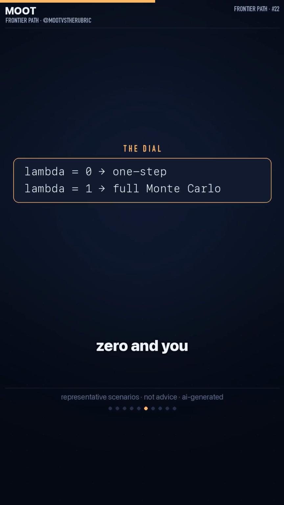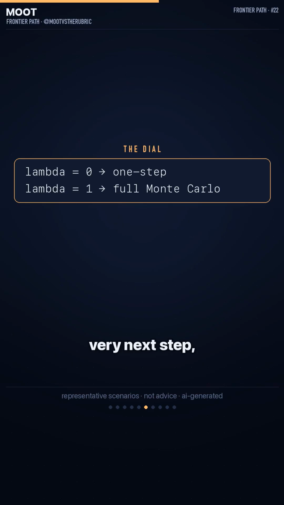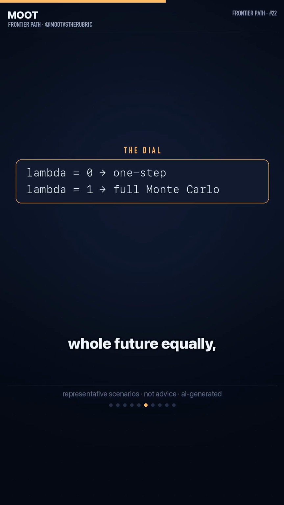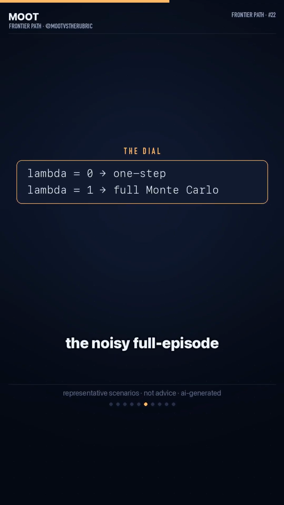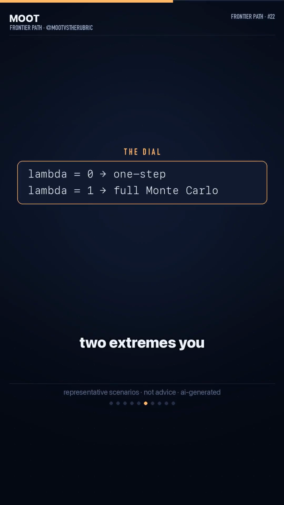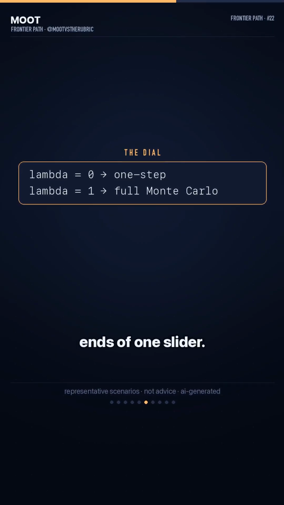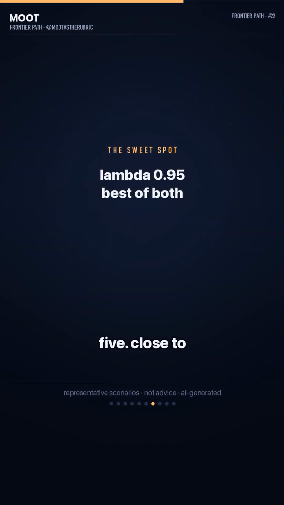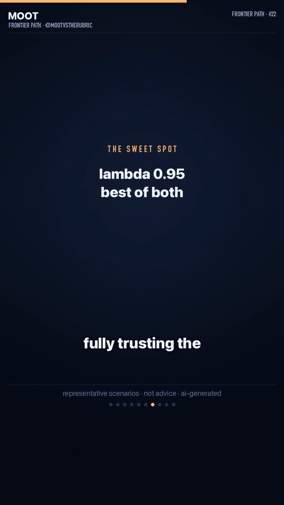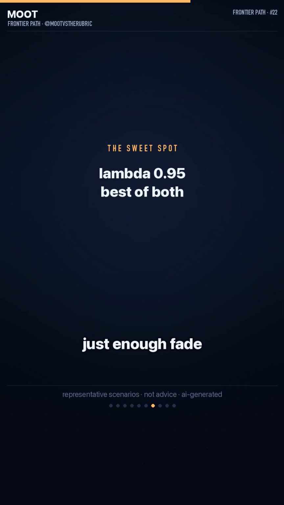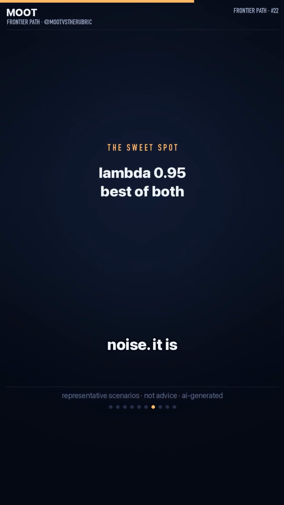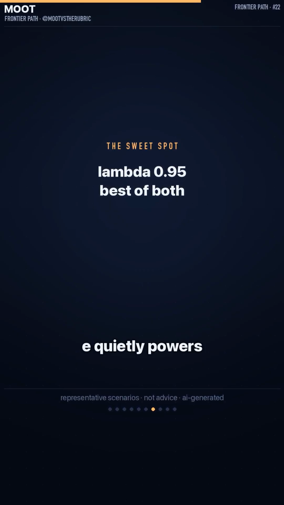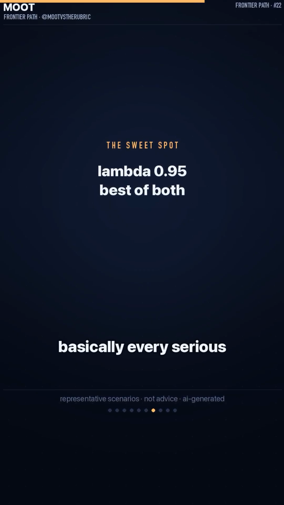Turn lambda to 0 and you only believe the very next step, low noise but biased. Turn it to 1 and you trust the whole future equally, which is just the noisy full episode version. So the two extremes you hated are the ends of one slider. And in practice people land around 0.95. Close to fully trusting the future, but with just enough fade to kill the worst of the noise. It is the comfy middle of that slider, and it is why GAE quietly powers basically every serious PPO run.